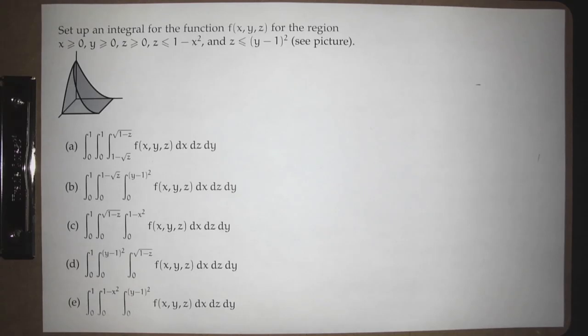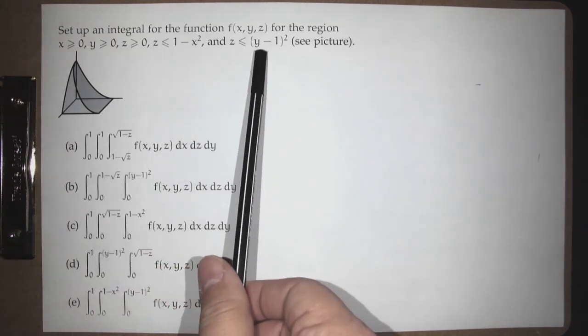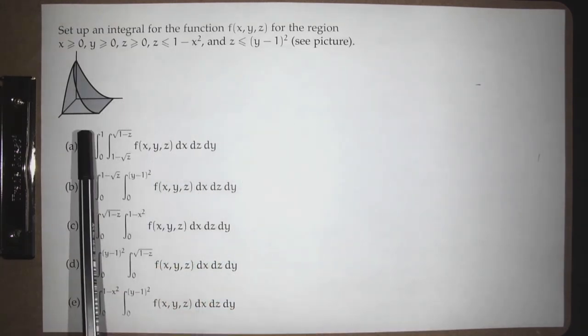We'll start with our problem. So our problem says, set up an integral for the function f of x, y, z for the region where x is greater than or equal to 0, y is greater than or equal to 0, z is greater than or equal to 0. We sometimes call that the first octant. z is less than or equal to 1 minus x squared, and z is less than or equal to (y minus 1) squared. See the picture.